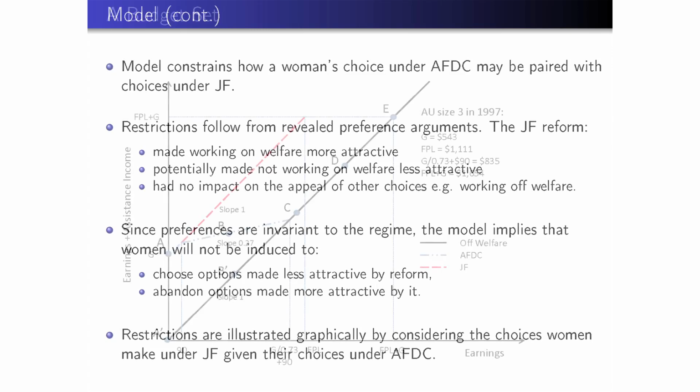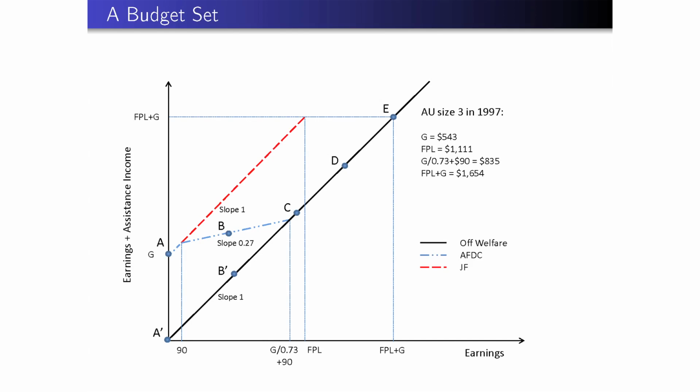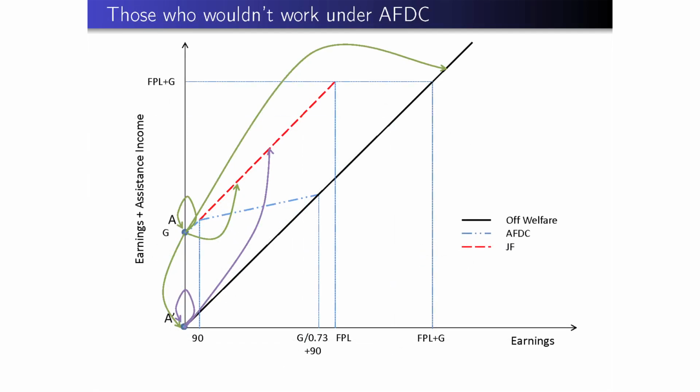So let me just give you a visual rundown of what we can learn from simple consumer theory. Let's start with people who wouldn't have worked under AFDC. Down here at point A prime, you've got somebody who would have not worked and been off welfare. How could they respond to this reform? One thing they could do is suddenly go on welfare and work. But we wouldn't expect them to stay off welfare and change the amount they work, because they could have done that before the reform. By revealed preference, they won't move to some other point on this 45-degree line.